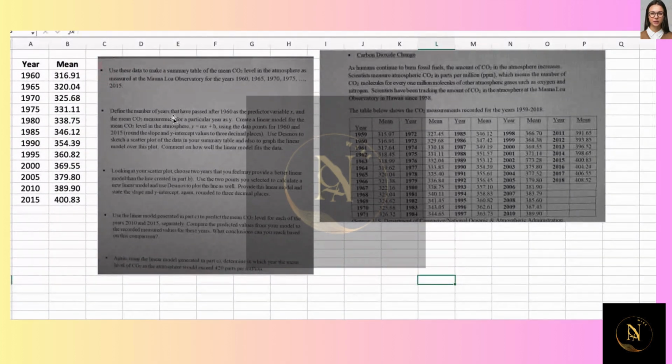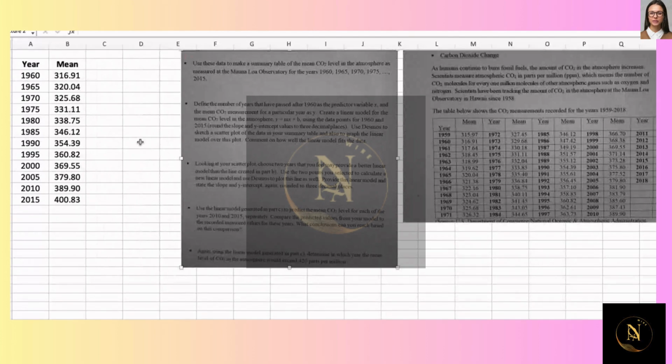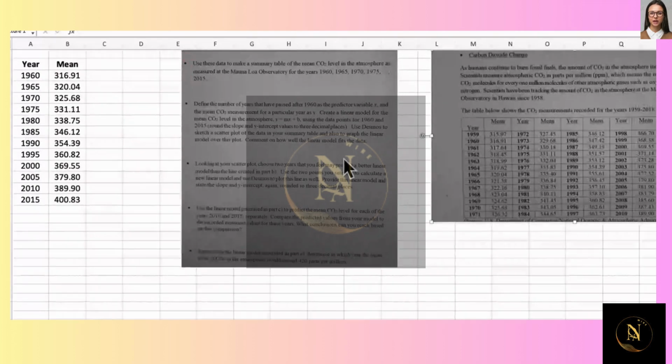It says define the number of years that have passed after 1960 as the predictor variable X, and the mean CO2 measurement for the particular year is Y. Create a linear model for the mean CO2 level, Y equals mx plus b, using the data points for 1960 and 2015. Round your slope and y-intercept values to 3 decimal places. Use the decimals to sketch a scatter plot of the data in your summary table, and also a graph of the linear model over this plot. Comment on how well the linear model fits the data.